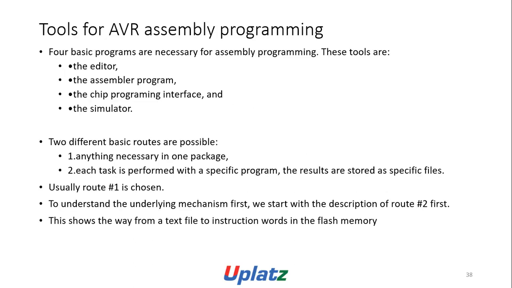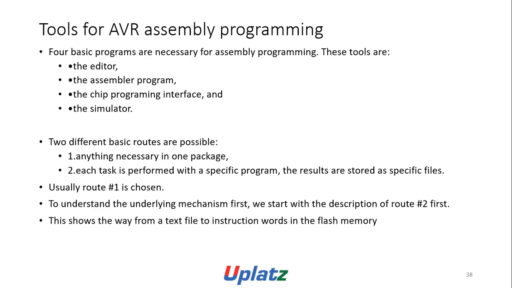Tools for AVR assembly programming. Four basic programs are necessary for assembly programming. These tools are the editor, the assembler program, the chip programming interface, and the simulator. Two different basic routes are possible. Route one: everything necessary in one package. Route two: each task is performed in a specific program, and the results are stored as specific files. Usually route one is chosen.